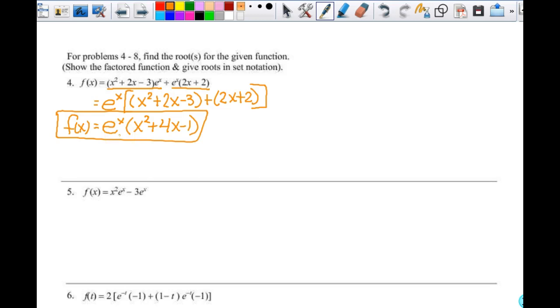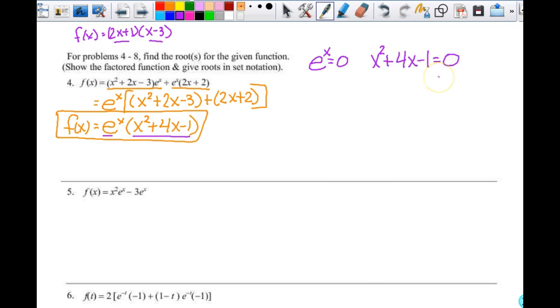If this was like, I'm making this up, it doesn't go with this, but if I had f of x equals 2x plus 1 times x minus 3, then when I want to go solve it, I set each one of these equal to 0, find my x's, right? So same type of thing here. I have these 2 things, right? So I set e to the x equal to 0, and I set x squared plus 4x minus 1 equal to 0. And then I solve for x in both cases.